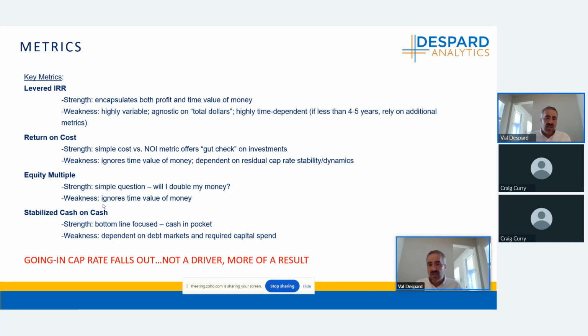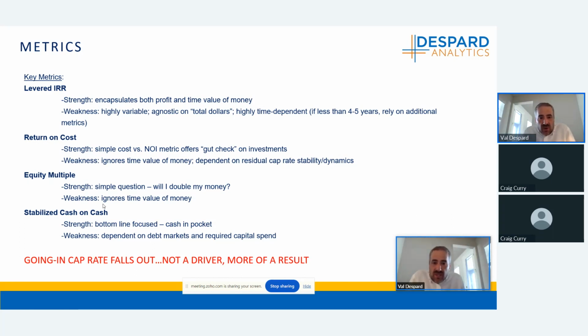Stabilized cash on cash. Again, it's cash in pocket. It's easy to understand. And if you're looking at longer term holds, in terms of buying something, improving it, holding it, it's a really good metric to use. The problem is, as we've seen with debt markets, it might work on a cash on cash basis, but then if you have to refi, or if you have variable interest rate, all of a sudden your cash on cash doesn't work. So it's just one more thing to look at.